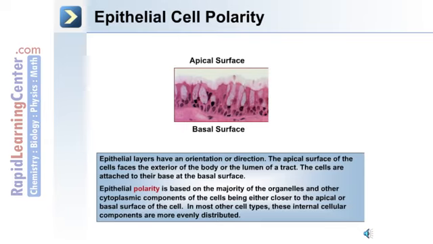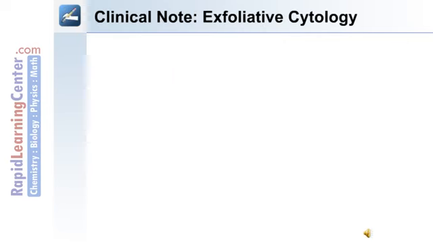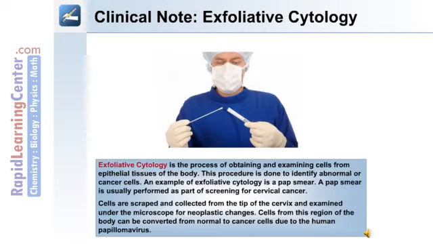Epithelial polarity is based on the majority of the organelles within the cell and other cytoplasmic components being either closer to the apical or basal surface, whereas in most other cell types, these internal cellular components are more evenly distributed throughout the cell. The following is a clinical note on exfoliative cytology.